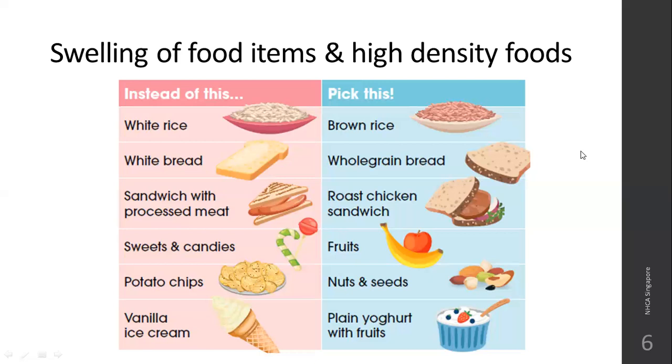Even on a daily basis, you can practice this. Instead of white rice, go for brown rice. Instead of white bread, go for whole multigrain bread. Instead of a sandwich with processed meat, go for a roast chicken sandwich with multigrain bread. Instead of sweet candies, go for fruits. Instead of potato chips, go for nuts and seeds. And instead of vanilla ice cream or any ice cream, go for plain yogurt with fruit. These are the healthy choices you can make on a daily basis for the kids as well.